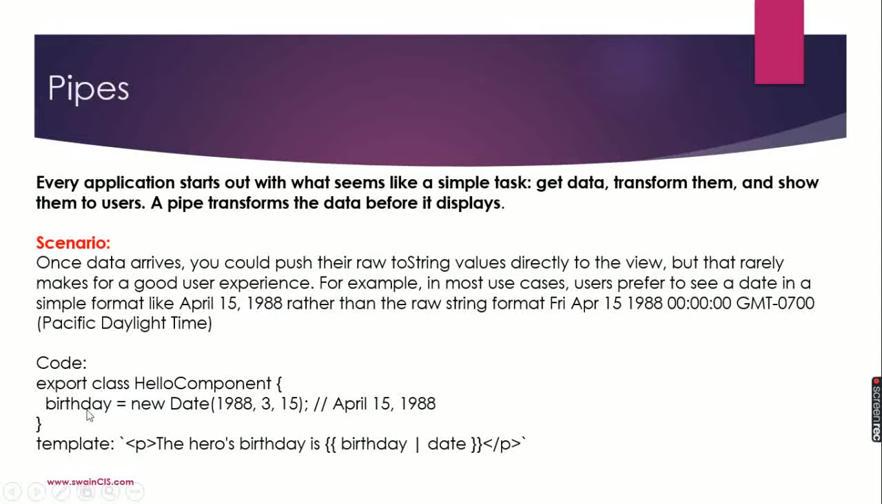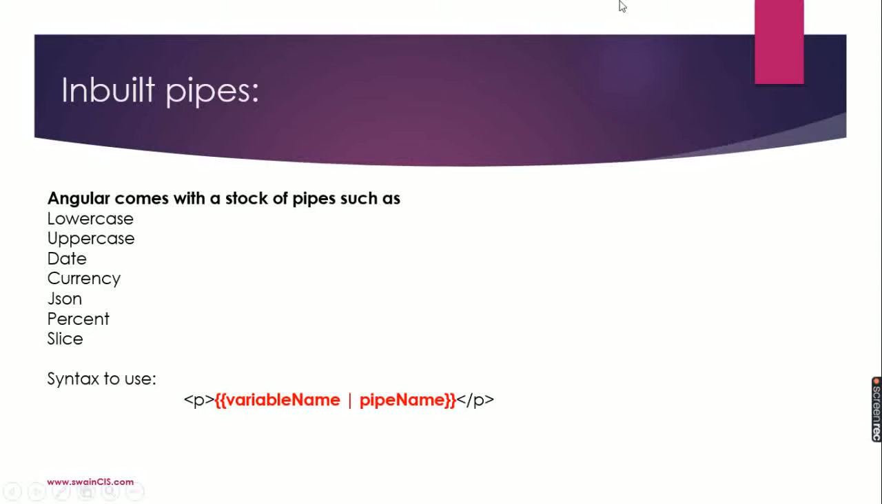So let's see this example. Suppose I have a date and I want to change it. You can see in the template what I am doing. I have a birthday, this is the variable name birthday, and I'm using a pipe. After that you use a format, the pipe format, that is date. Angular has some predefined or built-in pipes that we will discuss now. Angular comes with a stock of pipes such as lowercase, uppercase, date, currency, JSON, percent, slice. So these are the inbuilt pipes.